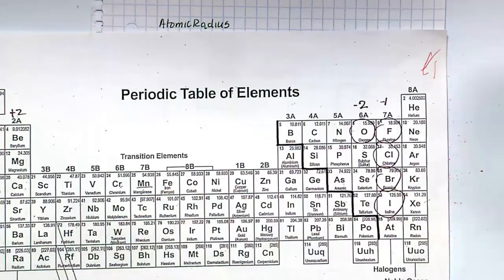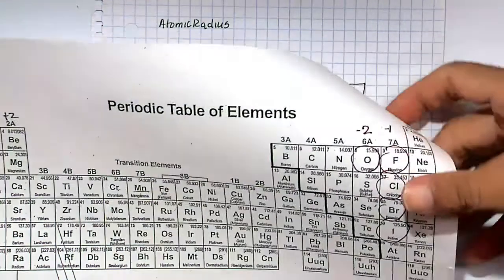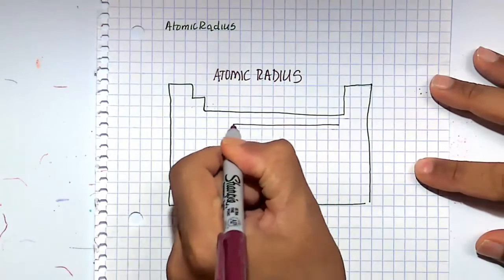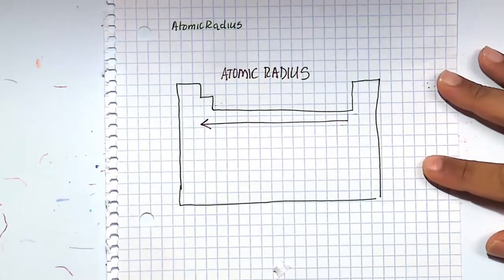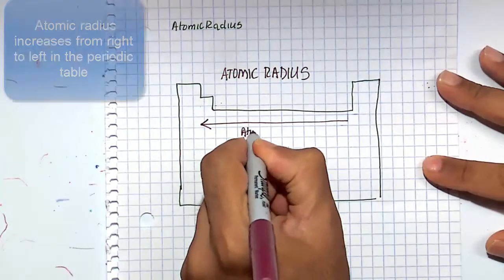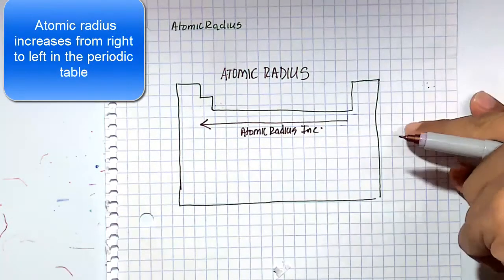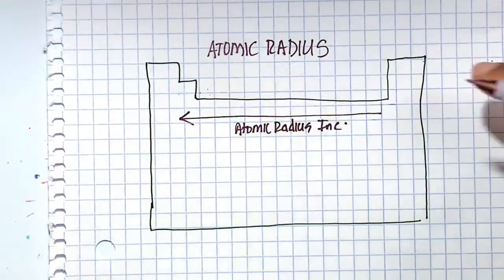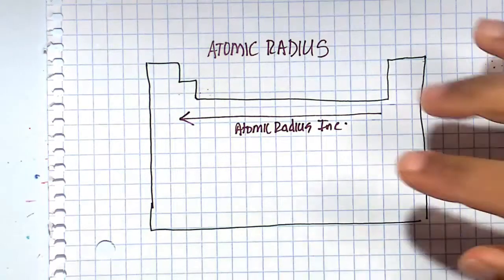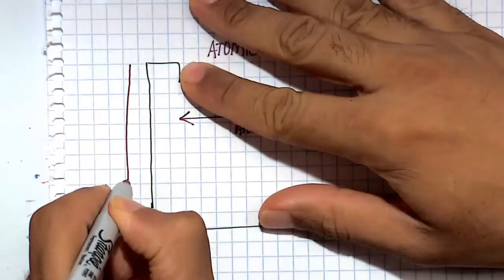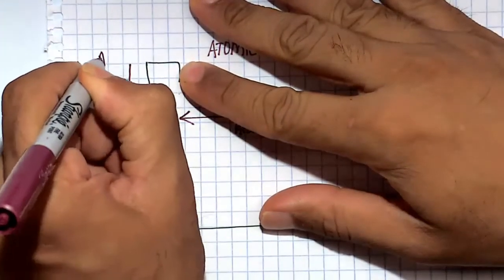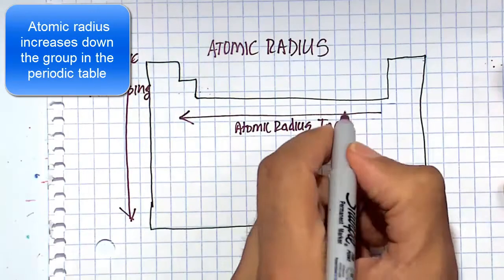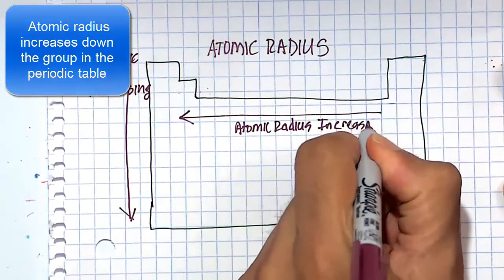Because of that drawing-in power, the atomic radius has this trend: as you go this way, from right to left in the periodic table, the atomic radius increases. So you're getting larger and larger atoms as you go across the period this way, right to left, and going down a group of the periodic table, the atomic radius also increases. So we have an increase going from right to left, and we have an increase going down the group.